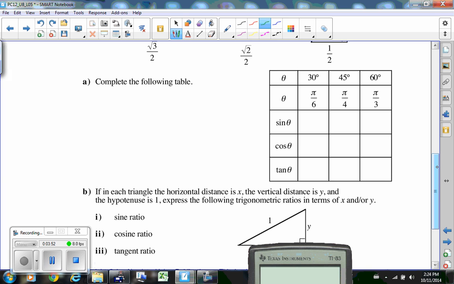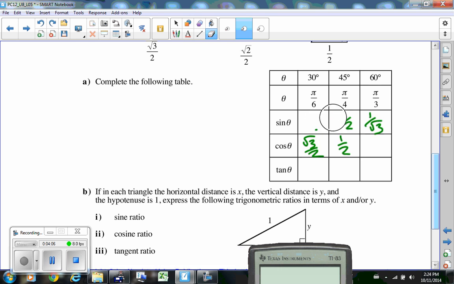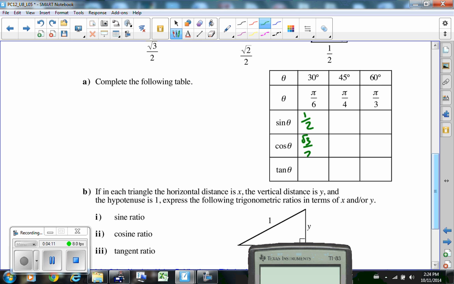So this is that. This is this. Oh, look at me go. I'm doing that wrong. 1/2, root 3 over 2, and 1 over root 3. Root 3 over 2, 1. I should really pay attention to what I'm doing here. Root 3 over 2, 1/2, and root 3. And this one's your root 2 over 2, root 2 over 2, and 1.